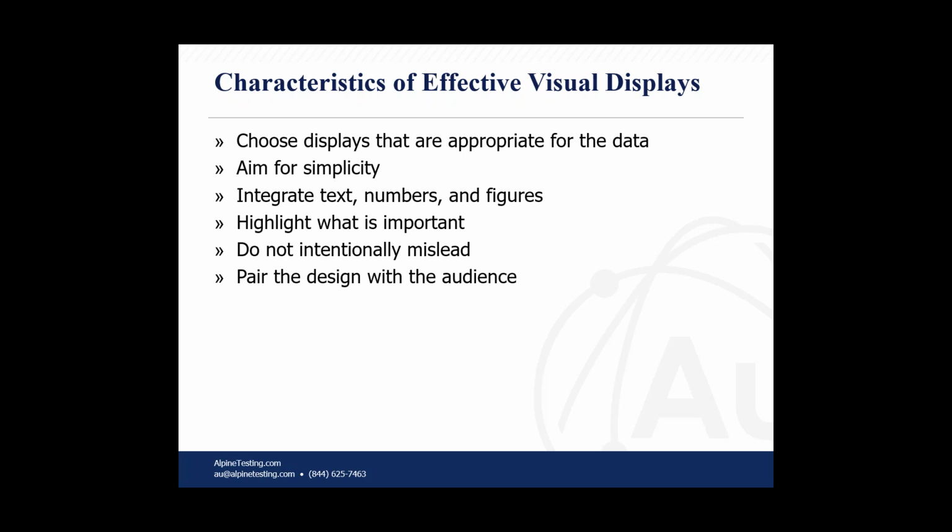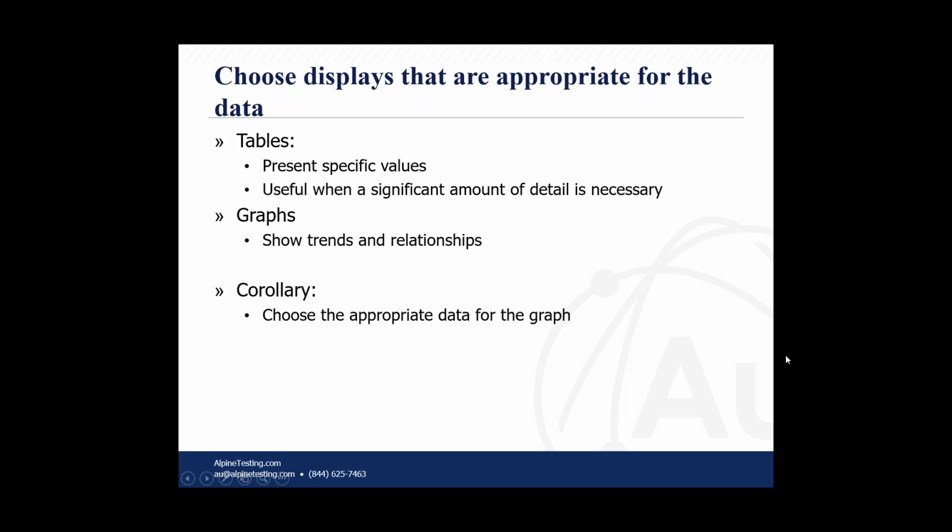Next, I want to take some time to walk through how we make sure we're using high quality visual displays. What are the characteristics of our displays that we should shoot for? And here's 6. I'm going to go through each of these 6 points individually and show you some examples. First of all, we want to make sure our display is appropriate for the data.